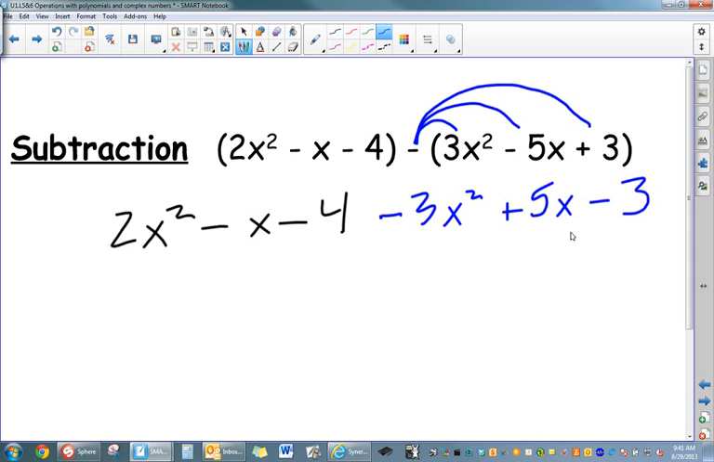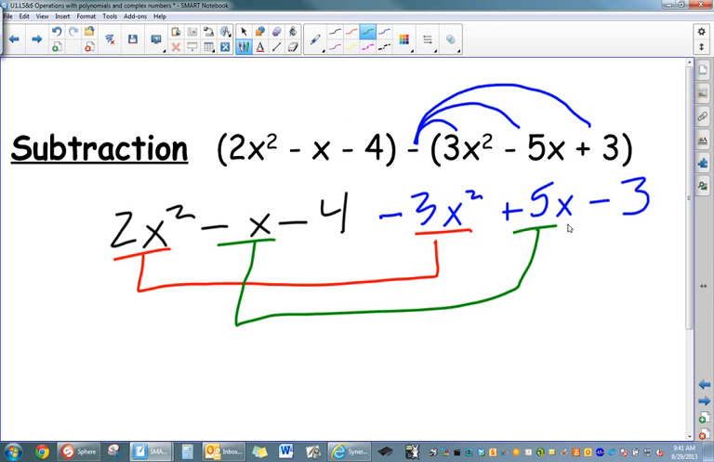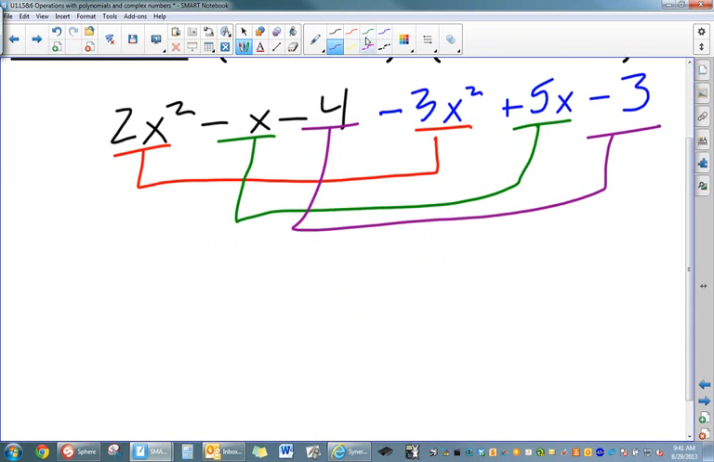Let's go in red. X squared. In green, you have x's. And in purple, you have some constants. So in red, you get 2x squared minus 3x squared, which is negative 1x squared. In green, you get negative x plus 5x. Once again, there's a 1 in front of that x. So negative 1 plus 5 is positive 4x. In purple, you have negative 4 minus 3. Negative 4, you want to go back 3 more, so you get negative 7.